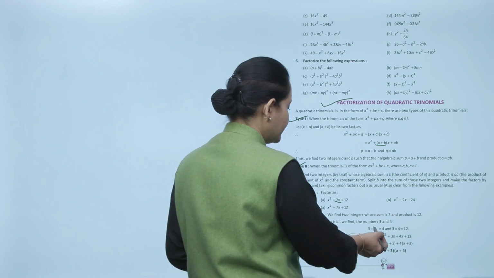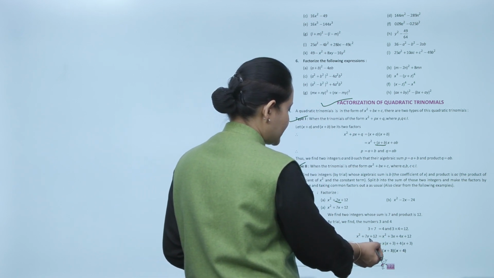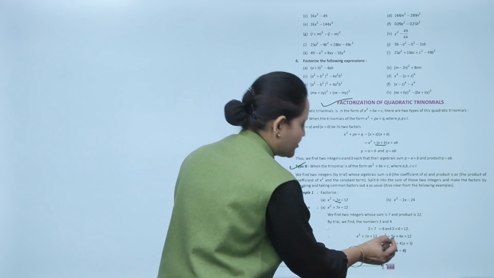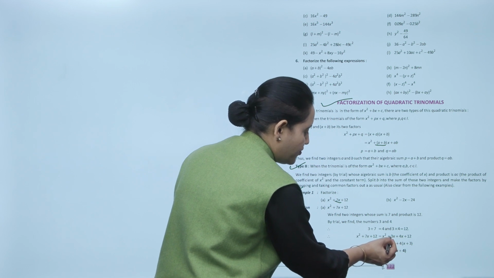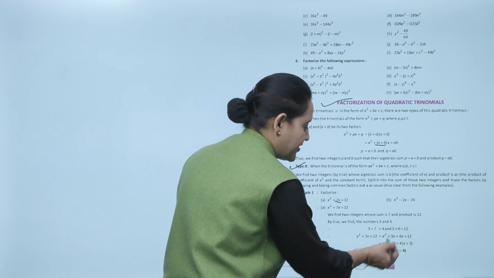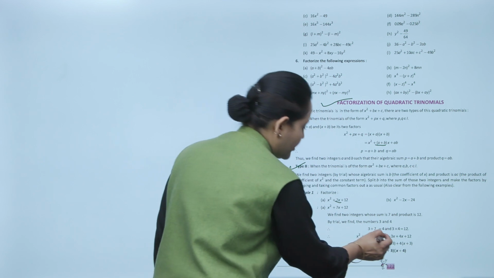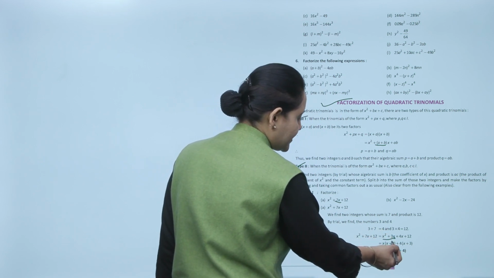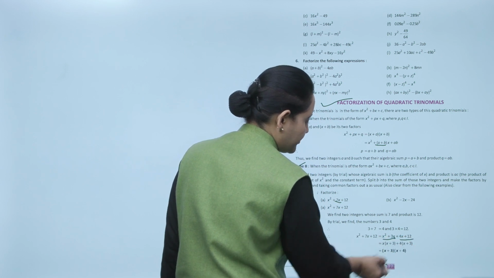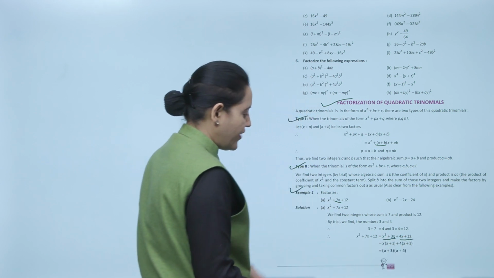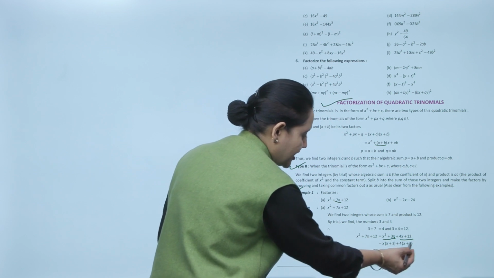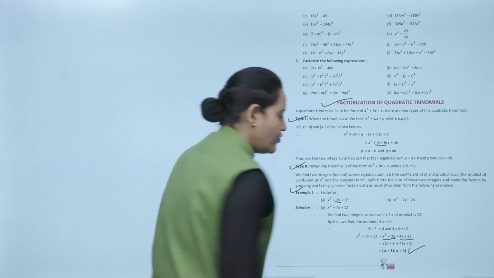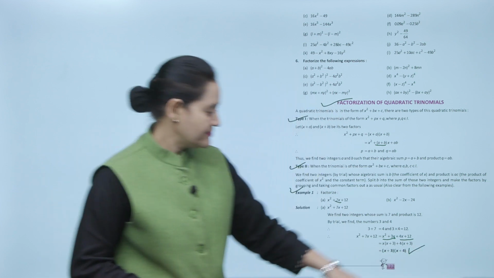So we'll write x square plus 7x plus 12 as x square plus 3x plus 4x plus 12. 3 into 4 is 12, and if we add, we get 7. Now in the first two terms we'll take x as common. So x plus 3. In the other two terms we take 4 common, giving x plus 3. So two factors: one is common, x plus 3, which is in both, and another is x plus 4. Clear?